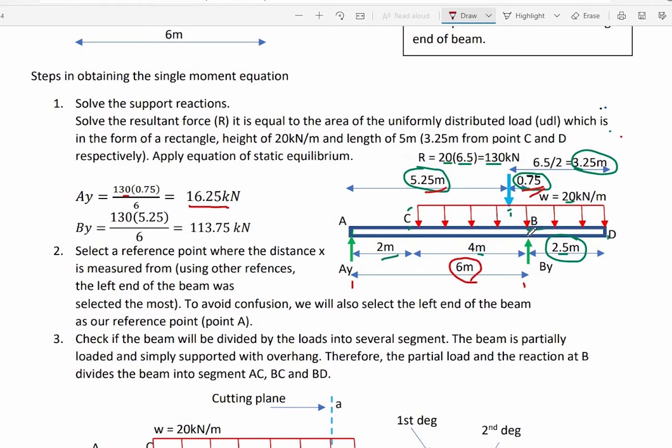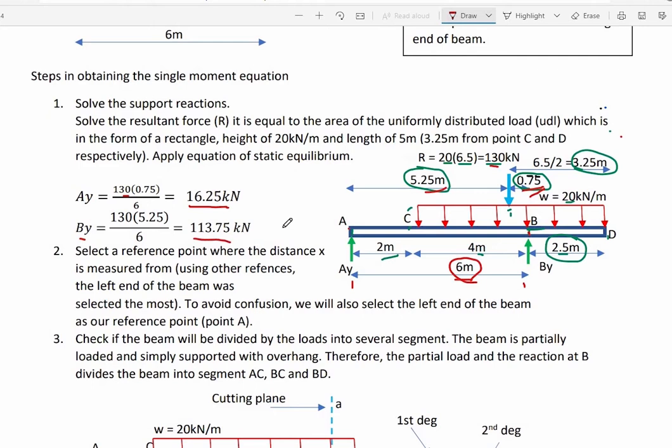If we now apply summation moment at point A, we can solve for the value of Vy, and that is just equal to 130, that is the resultant, multiplied by the distance, that is equal to 5.25 from the location of the resultant up to the support reaction at point A. Then we will divide that by the length between point B up to point A, and that is equal to 6 meters. The result is equal to 113.75 kN. It is also an upward support reaction.